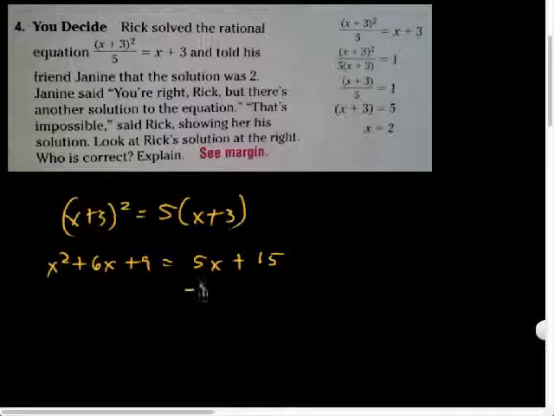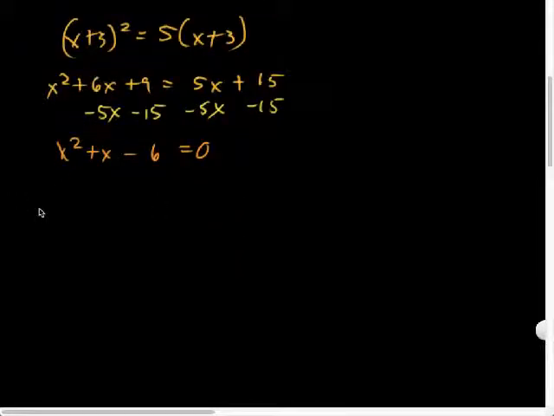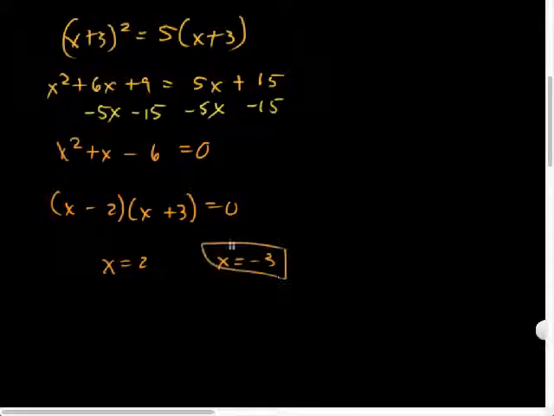So we would then subtract 5x from both sides, and 15 as well. And we'd get x squared plus x minus 6 equals 0. And if I factor this, it's going to factor to be x with a 2, x with a 3, equals 0, a minus 2 and a plus 3, and we'd get x equals 2 and x equals negative 3. So notice Rick did not get that negative 3 solution because he canceled out, which eliminated the potential for finding that other solution. Okay, so that's just an interesting thing.